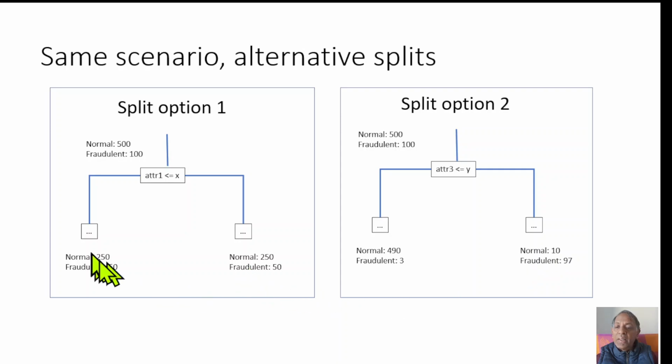Whereas here you can't say that. The likelihood is exactly the same, and in both cases we're going to say it's extremely likely to be normal. This didn't do a good job of separating the fraudulent cases from the normal cases. This did a better job. So this achieved more homogeneity than the first one. So that's a better split.